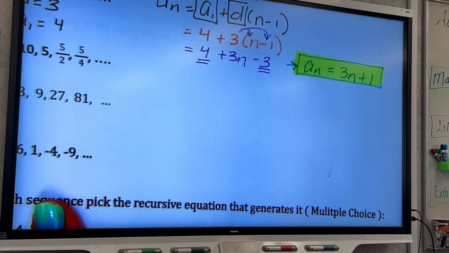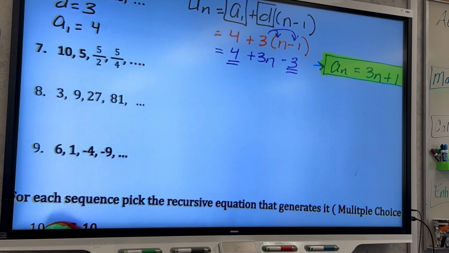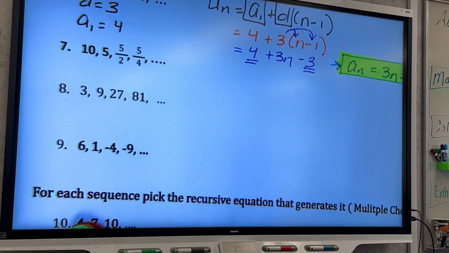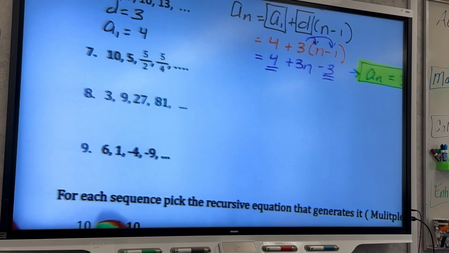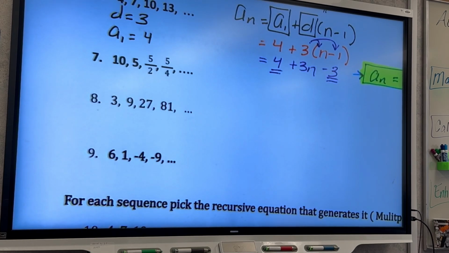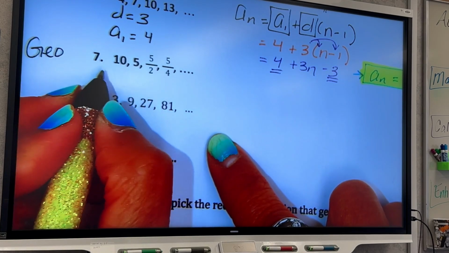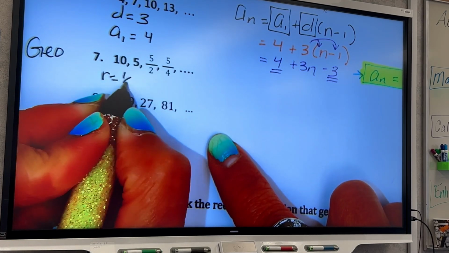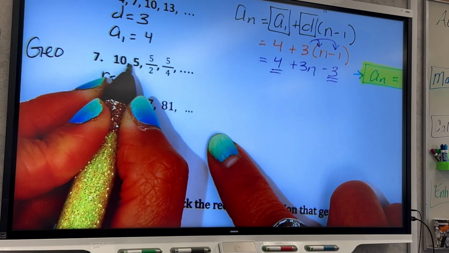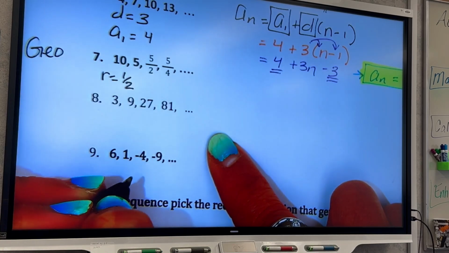Okay, so that was number 6. Number 7, those numbers look like they're getting smaller, and then some of them are turning into a fraction. So is number 7 arithmetic or geometric? Geometric. Yeah, that one's geo. What are we multiplying by? 1/2. You're right. Half of 10 is 5. Half of 5 is just 5 divided by 2.